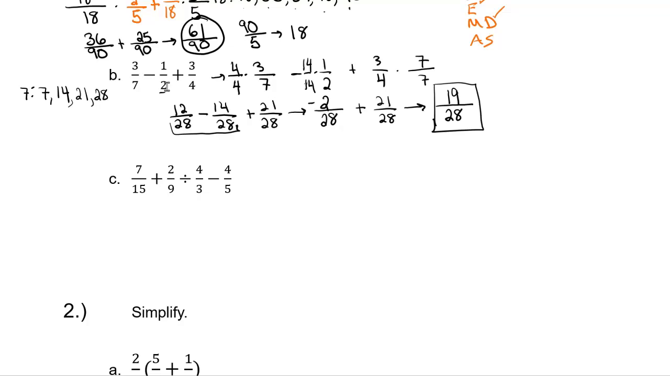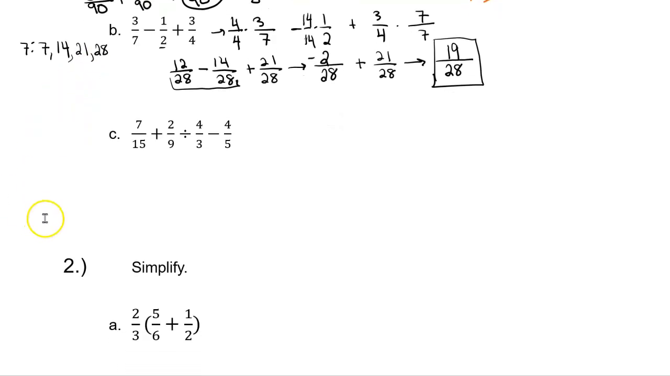All right, so for C, once again, you should get sick of rewriting GEMDAS because you should be doing it every time you have a math problem because, again, rules of the road, you always have to use them. All right, so looking at C, I do not have grouping, so I'm done with that. I also don't have an exponent, so I'm done with that. But I do have, in this case, division.